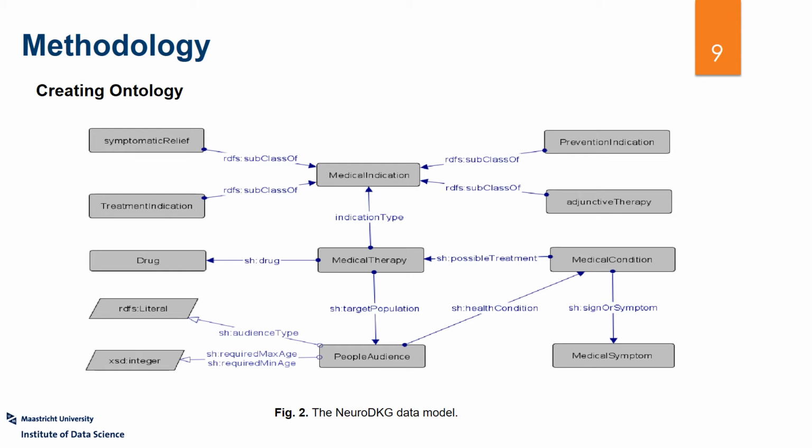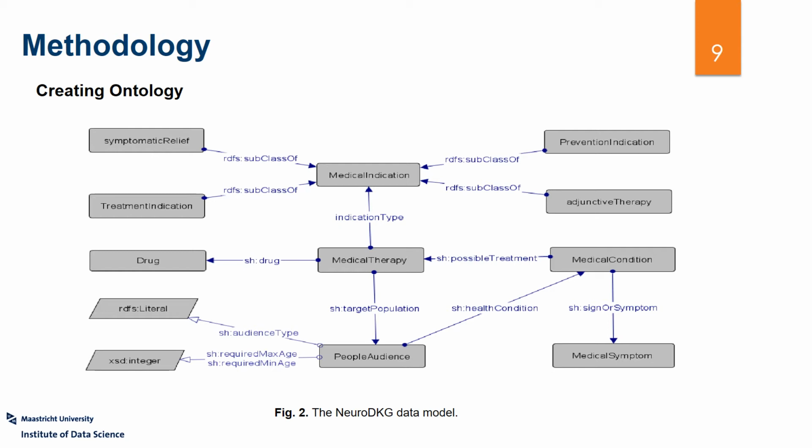So here, for the medical indication class, it has 4 subclasses: symptom relief, treatment indication, prevention indication, and adjunctive therapy. And for the medical therapy class, it has the indication type relation with the medical indication. And also it has a drug indication with the drug classes.